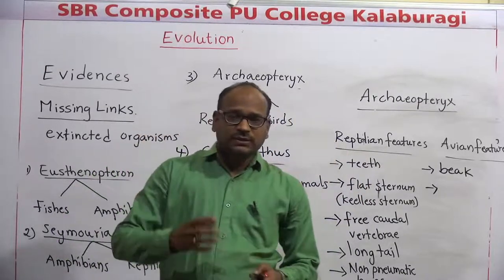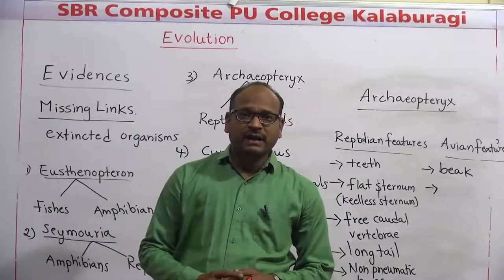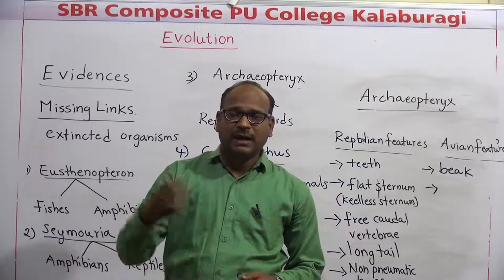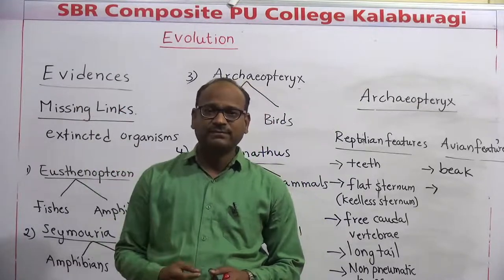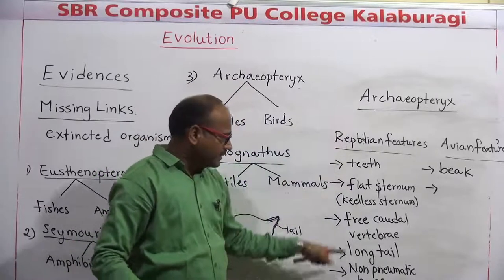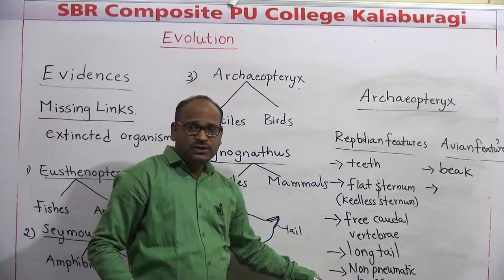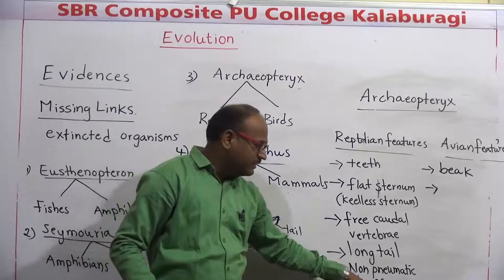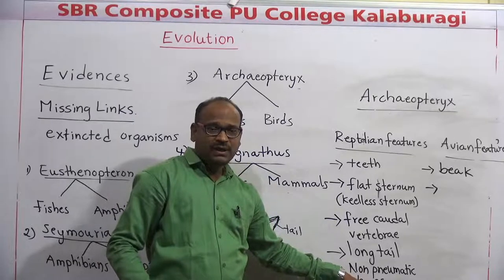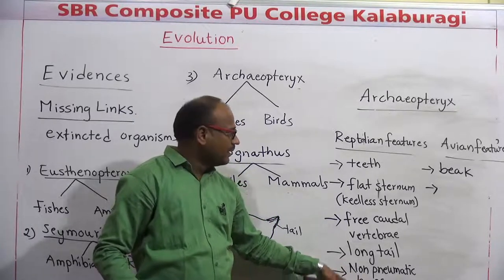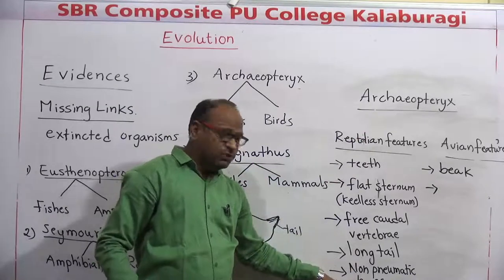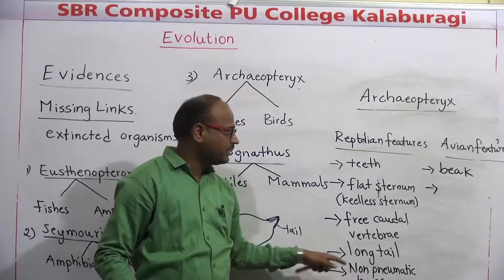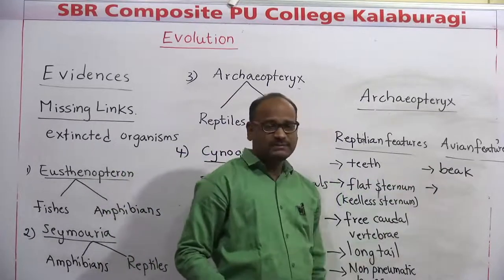In present-day birds, the longer bones are filled with air. We say they are the pneumatic bones, an adaptation for flight. In the Archaeopteryx, all the bones were solid only. Bones are not filled with air. Like reptiles, Archaeopteryx bones were which one? Solid bones, non-pneumatic bones only. That point. Avian features, beak is there.